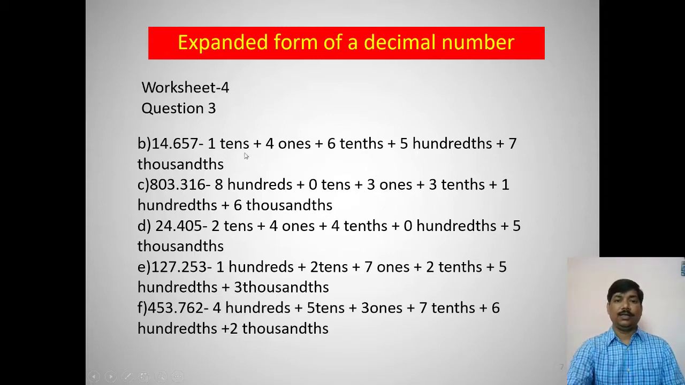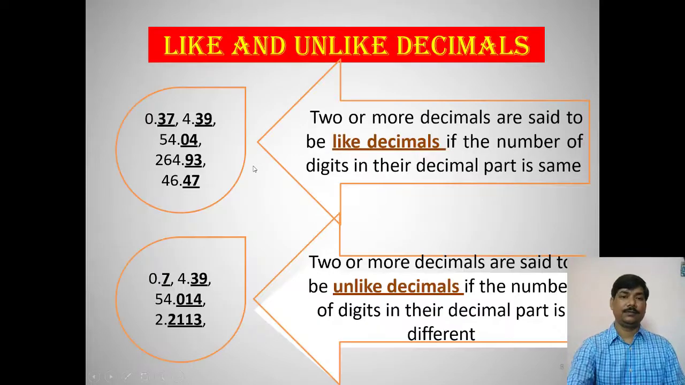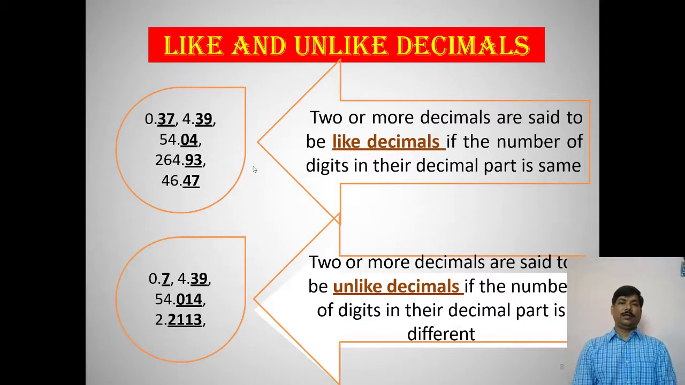To write in expanded form, we will multiply each digit by its place value. This is another form. Next, we will discuss like and unlike decimals. What are like decimals and what are unlike decimals? How can we identify like and unlike decimals?